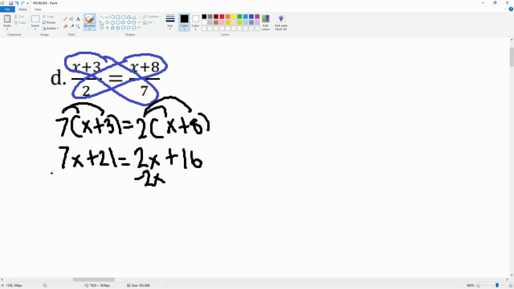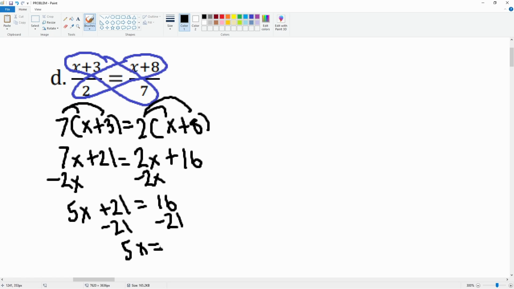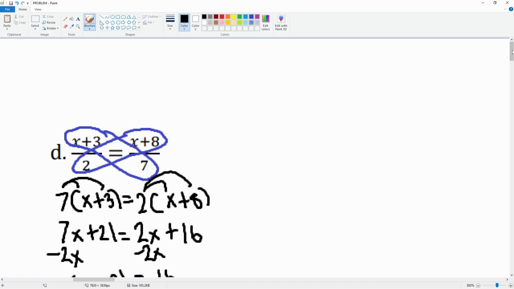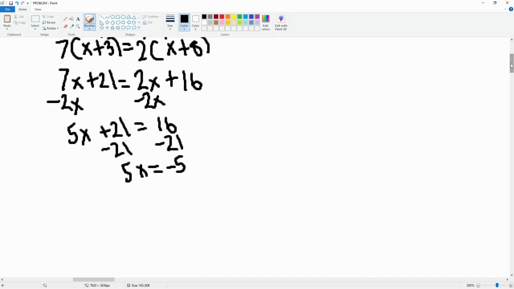Subtract 2x to both sides. You get 5x plus 21 is equal to 16. Subtract 21 on both sides. 5x is equal to 16 minus 21, negative 5. Then if you divide by 5 to both sides, you are now going to get x is equal to negative 1. So there you go.